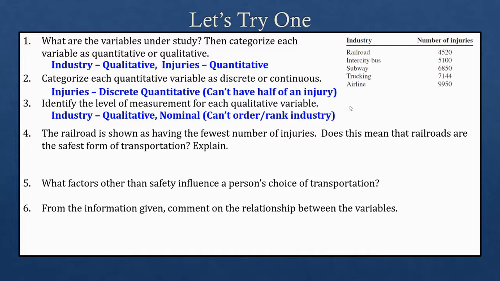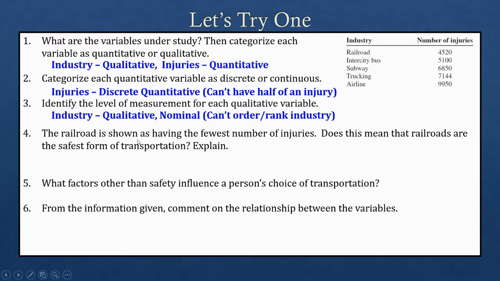Number 4 says the railroad is shown as having the fewest number of injuries. Does this mean that railroads are the safest form of transportation? One really important thing about statistics is how we use the data that we collect. A lot of times in statistics, data gets misused or misinterpreted. Sometimes it's deliberate, sometimes it's just because they don't know what they're doing with it. So you have to be very careful. You can't just take data on its own and make big extrapolations from it without thinking it through.